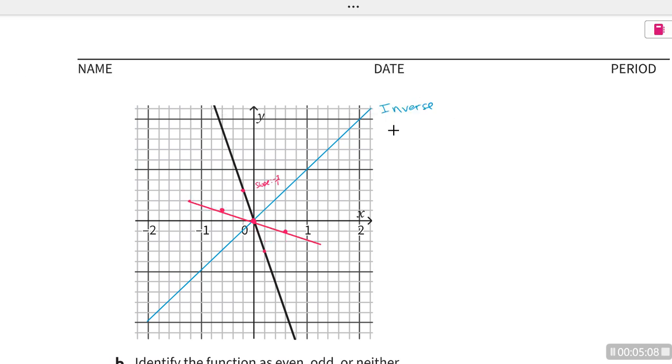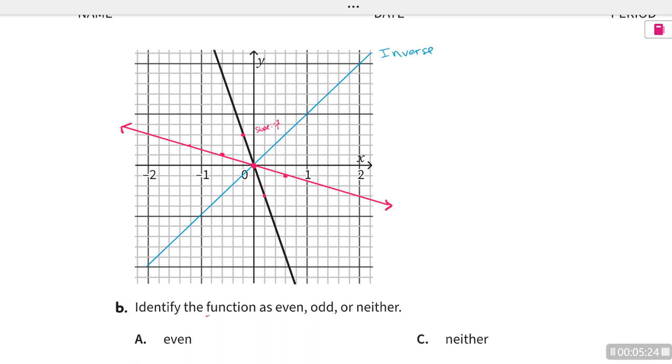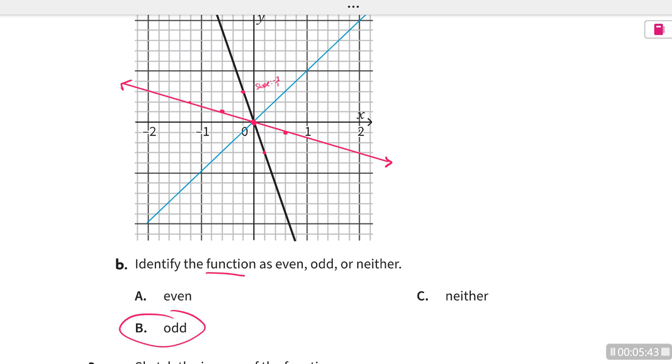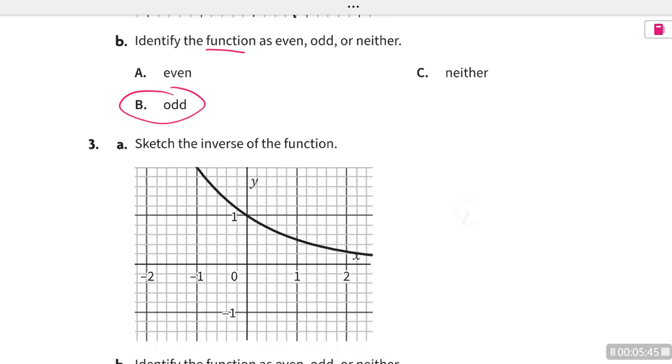So I'm going to make this nice and big. It's not perfect, but it's pretty good. So there is our inverse. Now it says identify the function as even, odd, or neither. So this function actually is odd. The original function is odd since it is a line. If I were to change the x and the y values, they would balance each other out. So this one would be odd, right? Linear functions are odd. Okay.